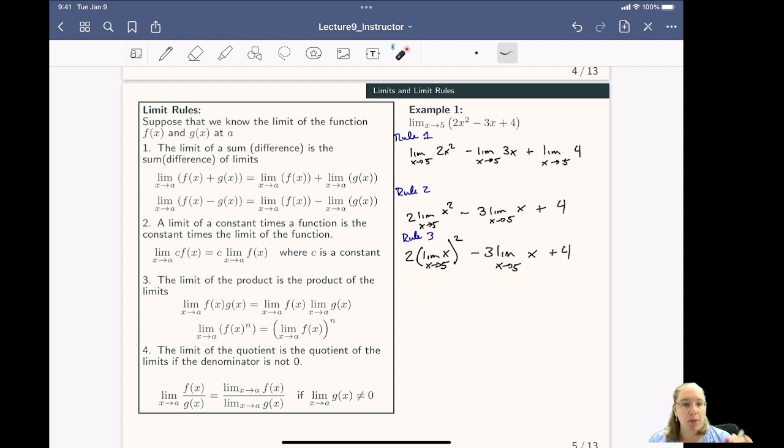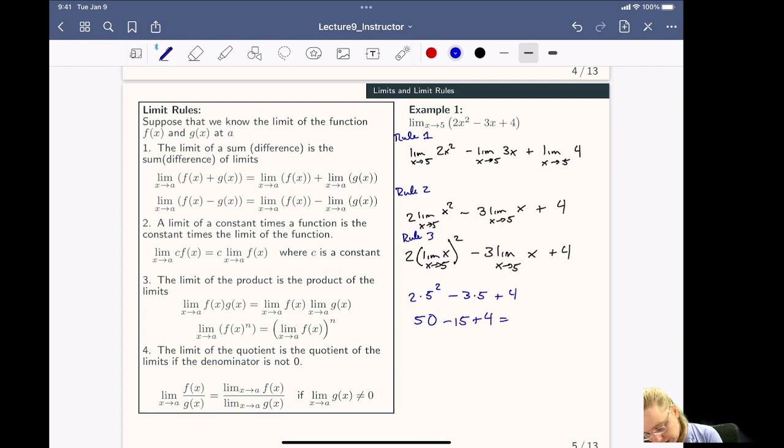Now that we have everything boiled down to as simple as possible, remember that one thing we can do is just plug in the value of a. The value of a here is 5. So we end up with 2 times 5 squared minus 3 times 5 plus 4, which is equal to 50 minus 15 plus 4, which is equal to 39. So now you have taken the limit of this polynomial as x approaches 5.